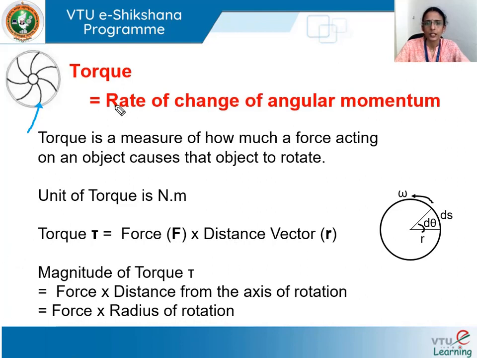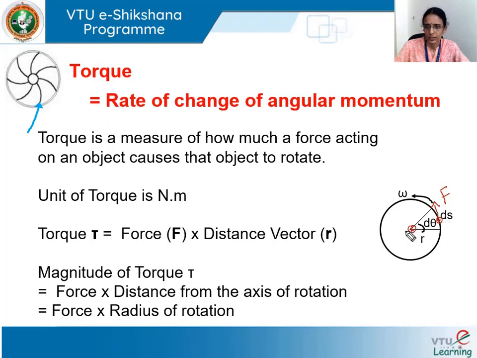Torque is the rotational tendency produced by a force. Say, for example, in this case you have a wheel, and if a force is applied at this point at the outer periphery tangential to the wheel, and if this is the point of application of the force, this force makes the wheel rotate about an axis of rotation which passes through its center, and this axis of rotation is perpendicular to the plane of the slide.